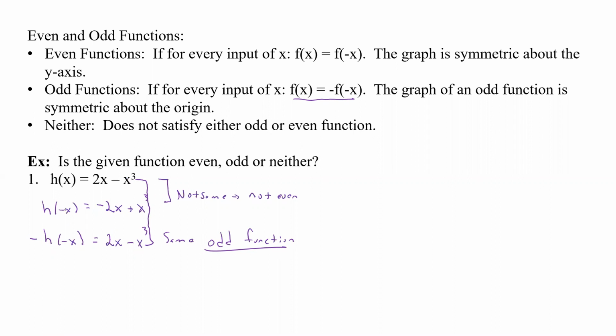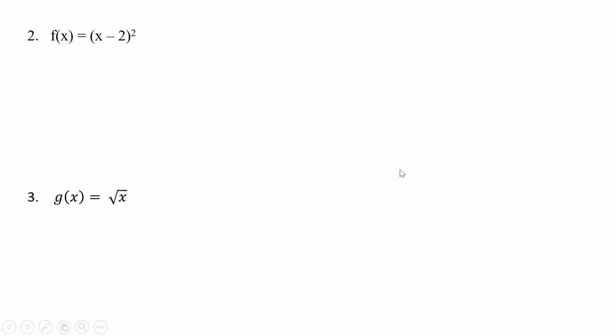That's how we're going to do it. I'm just going to plug in a negative x into the original function and get out the new function. Then I'm going to change the sign of that function to get the negative h of negative x, and compare those to see if either one of them is equal to the original f of x. If so, then it's going to be either even or odd, and if neither one of them works, then it's going to be neither. So let's do a few more.